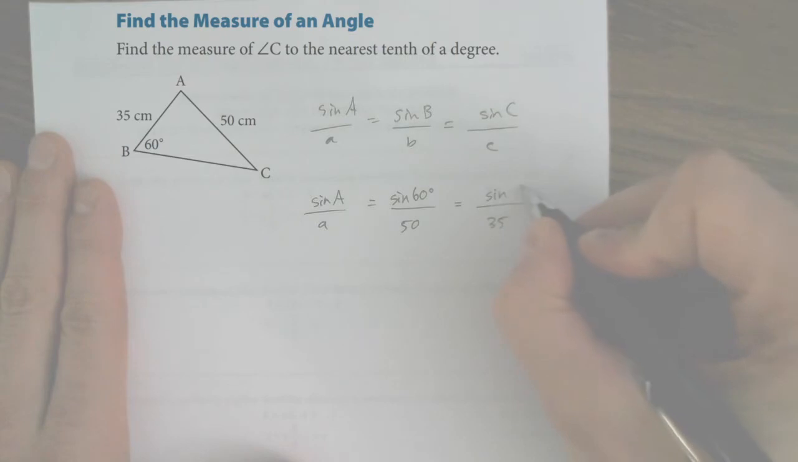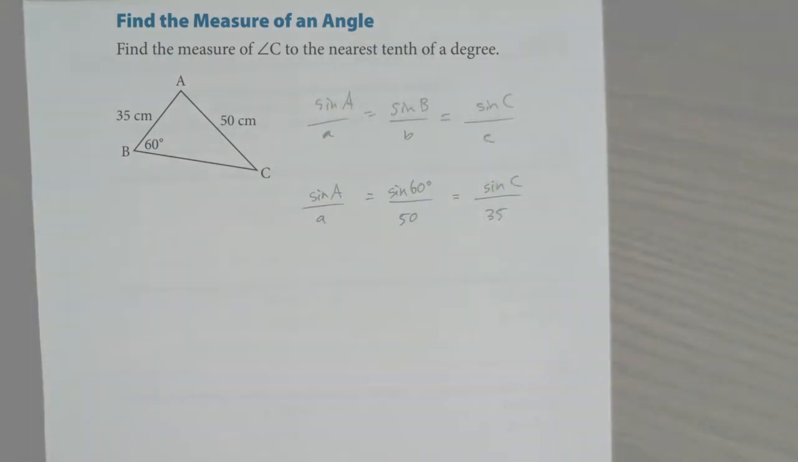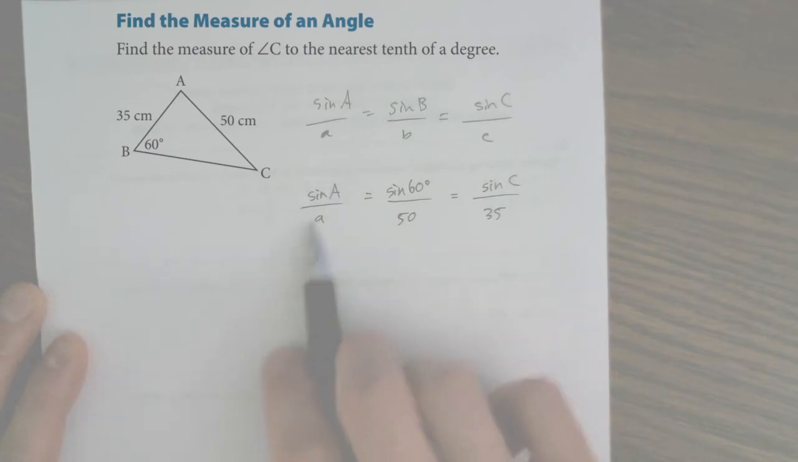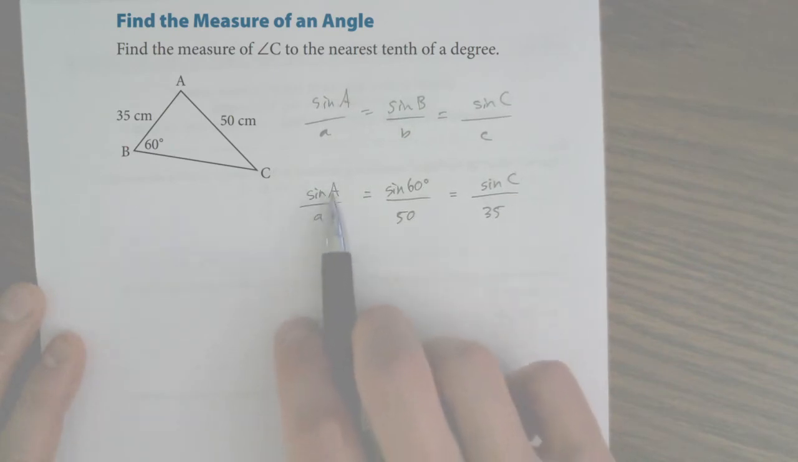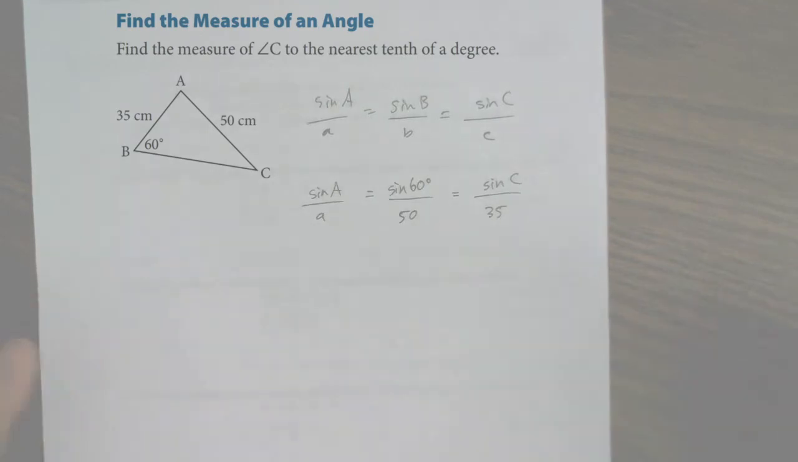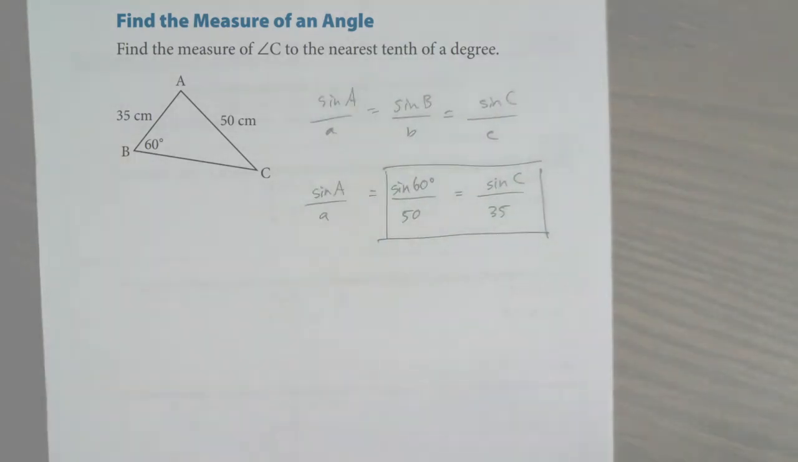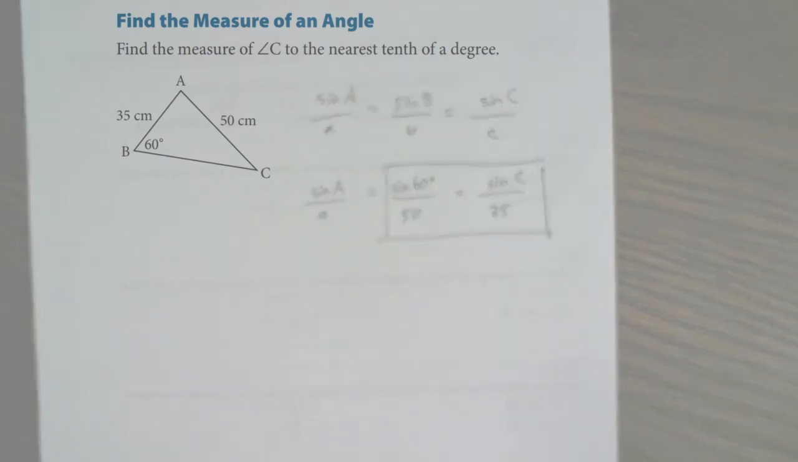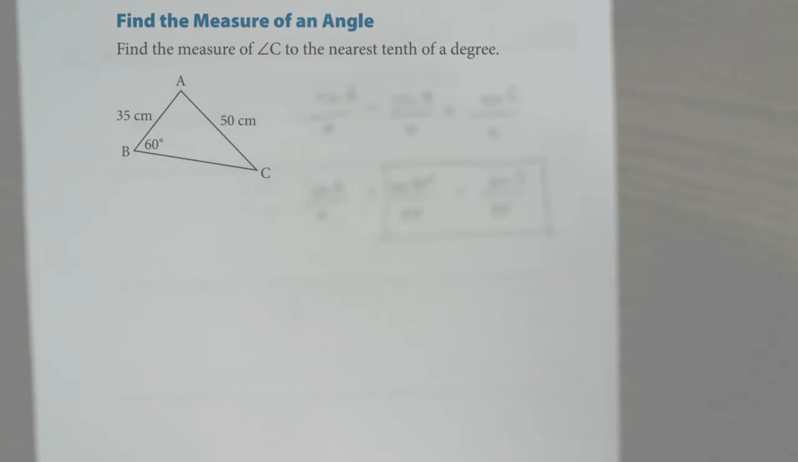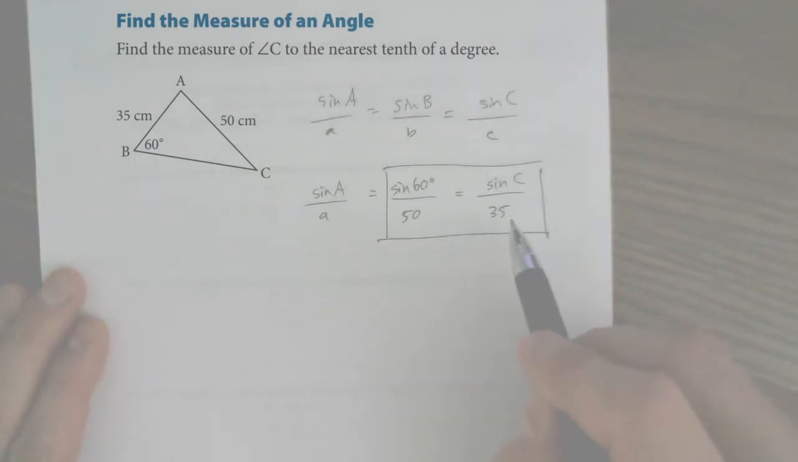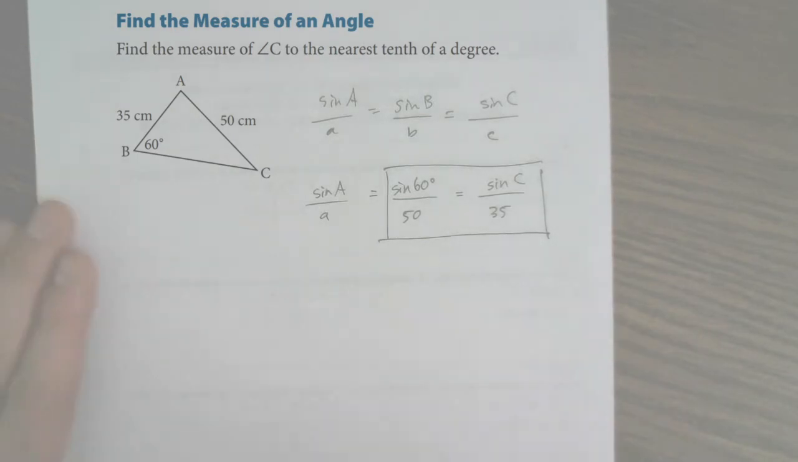And we're trying to find angle C, so that's a variable. Now I have two variables here which are not going to help me. I'm not looking for those. I'm looking for C. So I'm going to grab these two ratios, make an equation out of them, and that's what I'm going to use to solve for C. So just like before, I'm trying to isolate C, so I'm going to get rid of this 35 by multiplying both sides by 35.